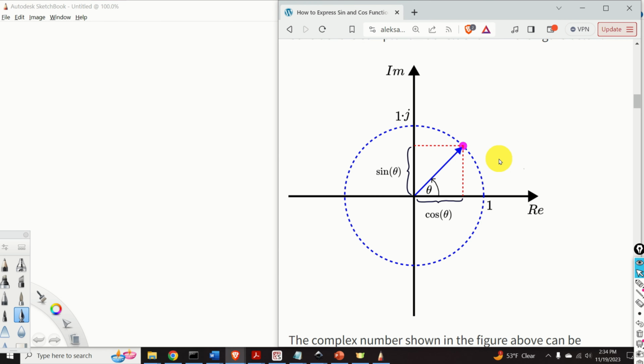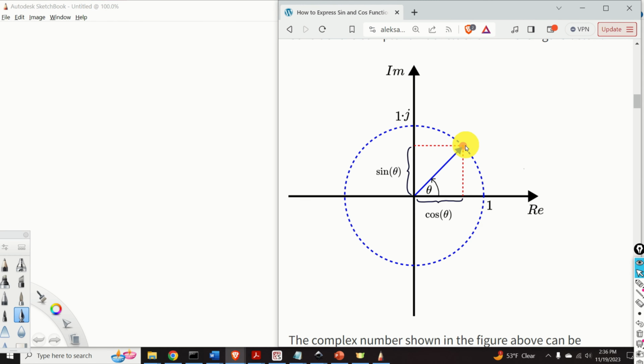To derive the formulas, we need to start from the Euler representation of the exponential of the complex number. For that purpose, let us consider the complex unit circle shown in this figure. The circle is represented by the dashed line. This is a circle with a radius of 1. This is the real axis. This is the imaginary axis. This point over here is our complex number. This is the vector connecting 0 to our complex number. The angle that this vector makes with the real axis is theta.